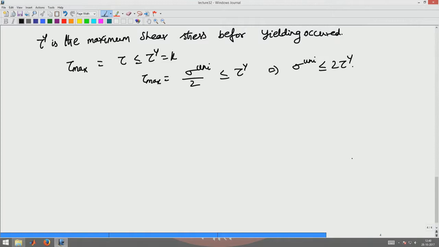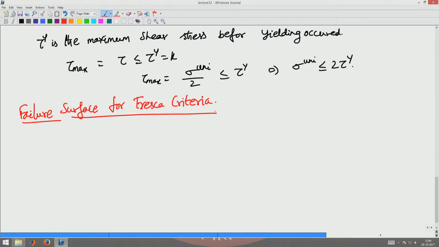Once I have estimated kappa, I can use that estimated value of kappa to predict the stresses in any other state of stress. Next, we are interested in plotting the failure envelope for the Tresca criteria. Let us assume that the state of stress is plane. I am interested in plotting the failure surface for the Tresca criteria. What I am interested in is not the general case but the plane stress state.